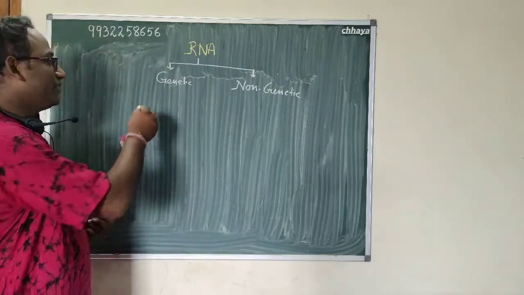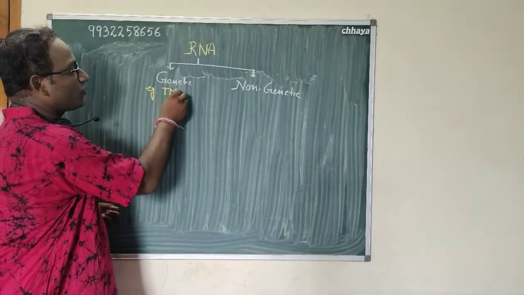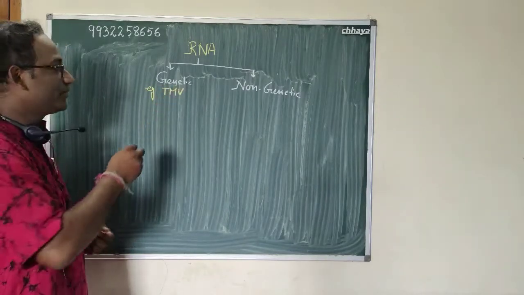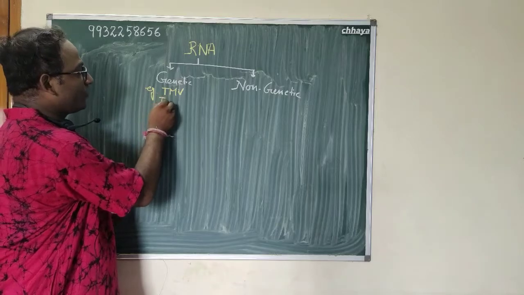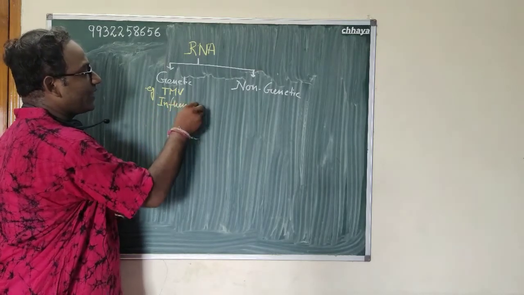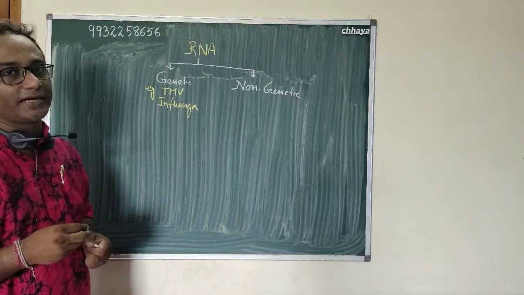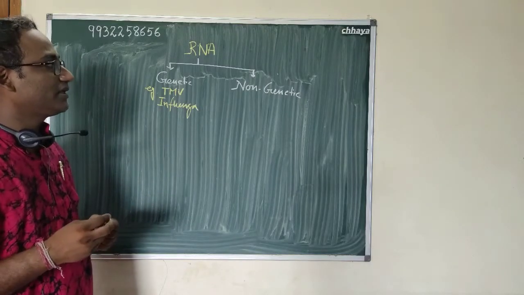For example, genetic RNA is found in TMV, that means tobacco mosaic virus, and the second one, influenza. Influenza also contains RNA, no DNA, DNA is absent. So that type of RNA is known as genetic RNA. And in some cases, these are the non-genetic RNA.